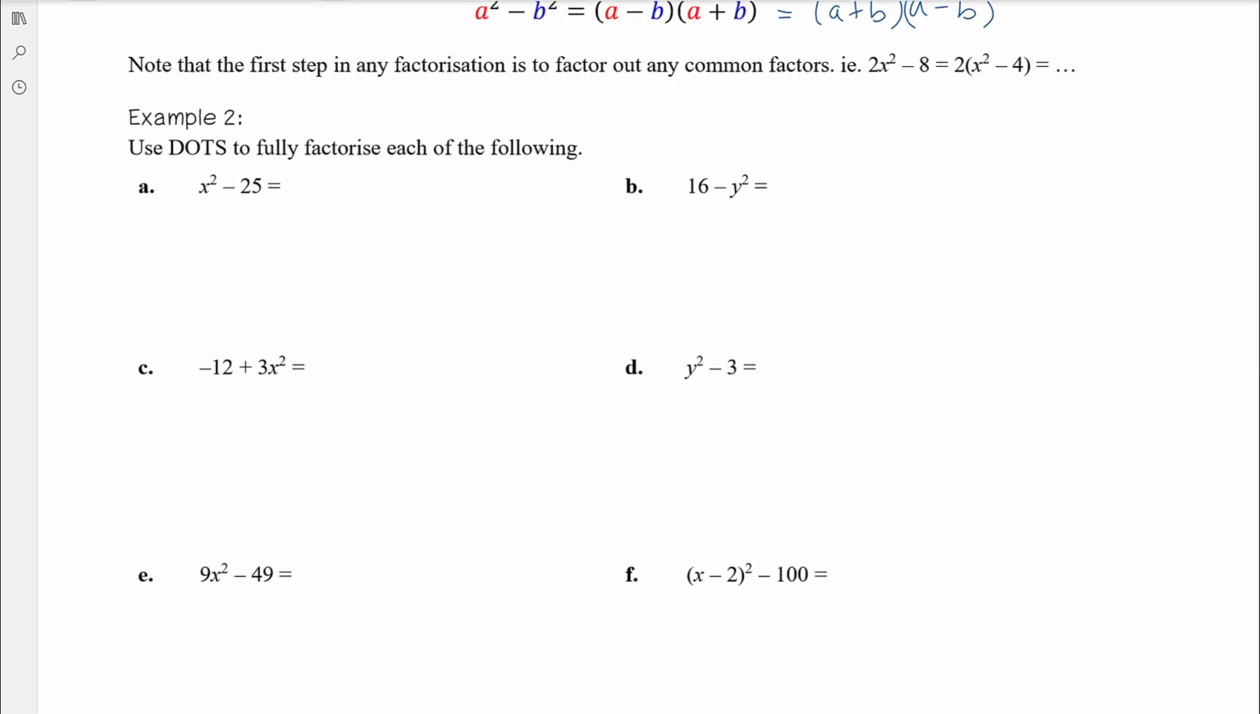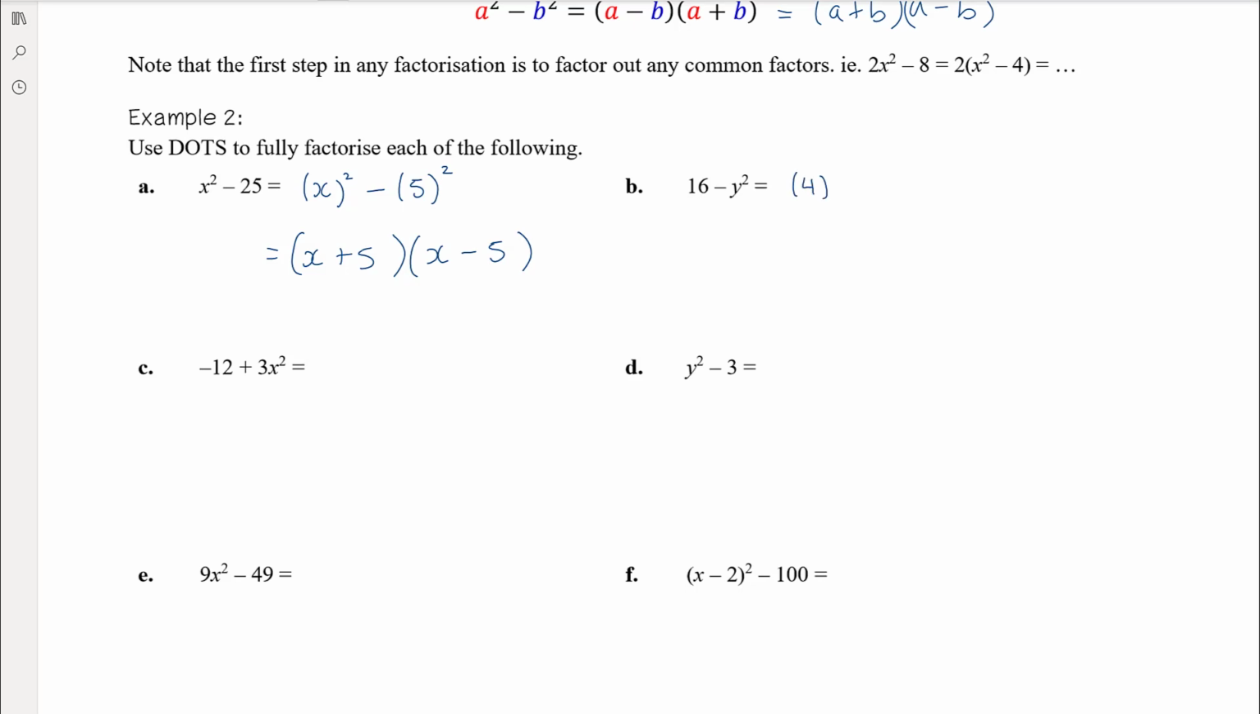And again, I probably wouldn't write out these steps, but just while we're learning and just so you can see exactly what's happening, where I'm getting these numbers from, x squared minus 25 is x squared, take away 5 squared. And so therefore, we recognise we've got that difference of 2 squares, and we're going to have x plus 5, x minus 5. And again, you should be able to expand it back out to check. x squared minus 5x plus 5x minus 25. Great.